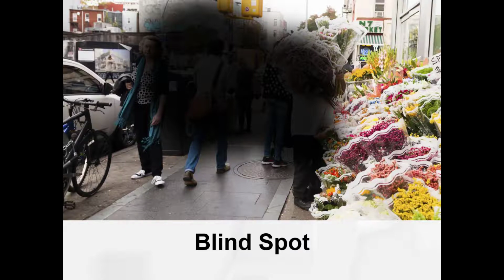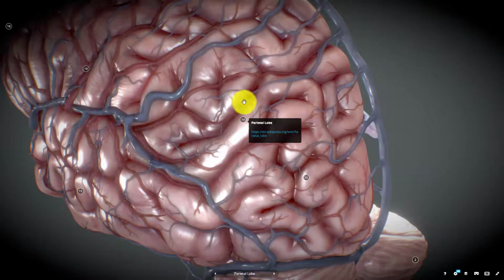Superior to the occipital lobe, and in the most dorsal part of the brain here, we have what is called the parietal lobe. The parietal lobe is where incoming sensory information tends to be processed.